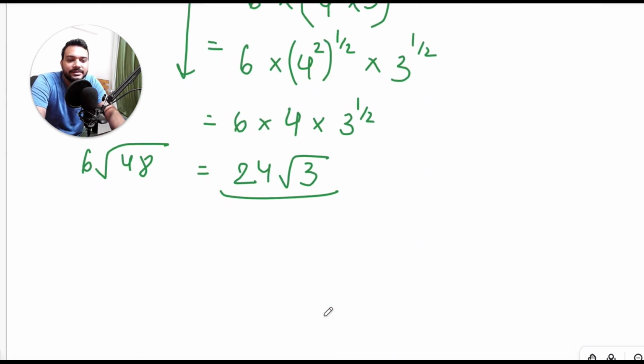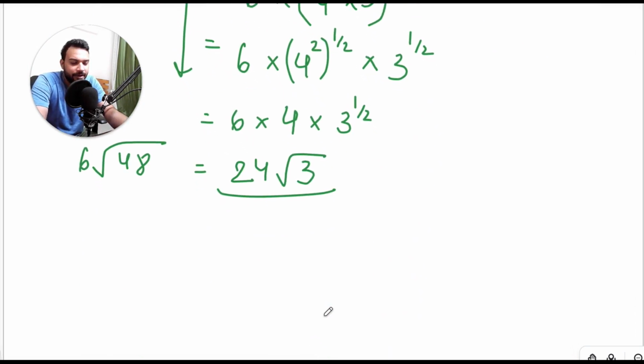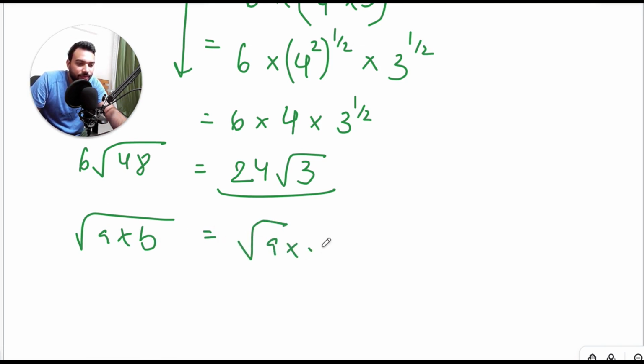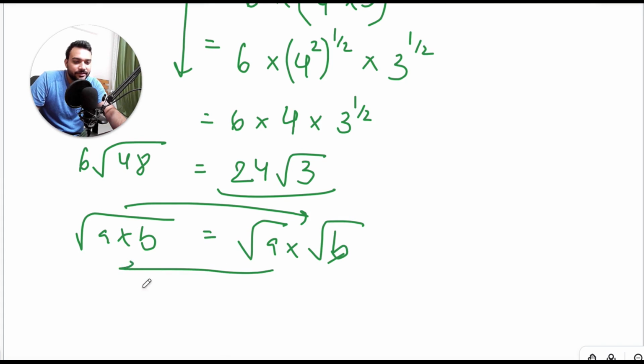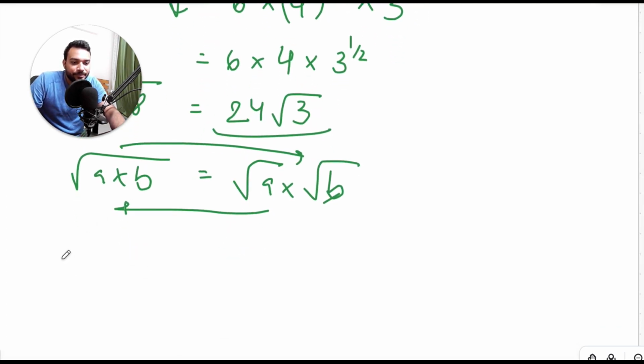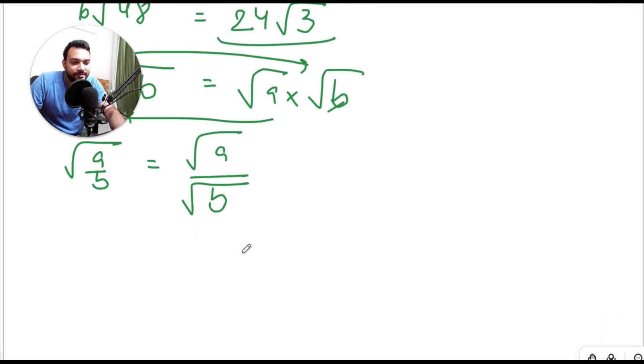Now, just like I said, since the radical symbol is just a representation of fractional powers, all the exponent rules are also followed in radicals. For example, the root of a times b means root of a times root of b. They can split. The same exponent rule, splitting and merging. This here is splitting, this here is merging. Then square root of a over b is equal to square root of a over square root of b. Again, just like the exponent rule.